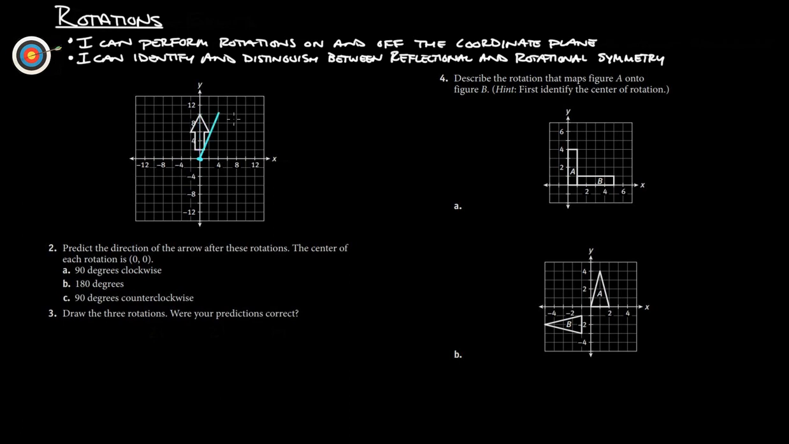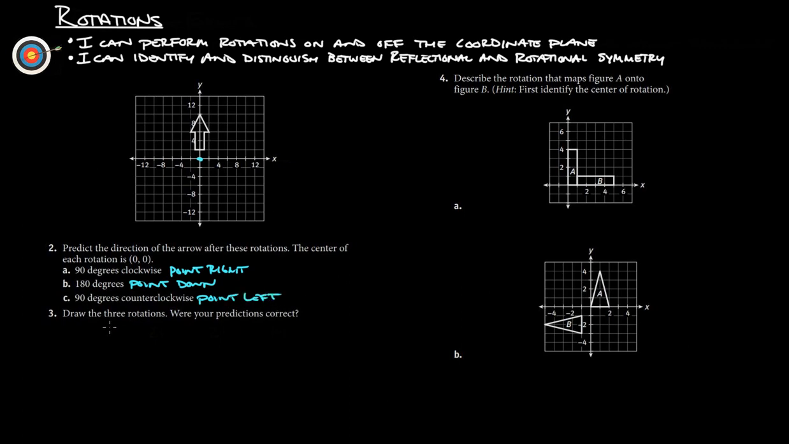Okay, and then if we go 180 degrees, the arrow should be pointing down. And then if we go 90 degrees counterclockwise, that's the opposite direction. That would be this way, so the arrow is going to be pointing left. Okay, so 90 degrees clockwise we said was point to the right. 180 degrees, point down. And then 90 degrees counterclockwise was point left.